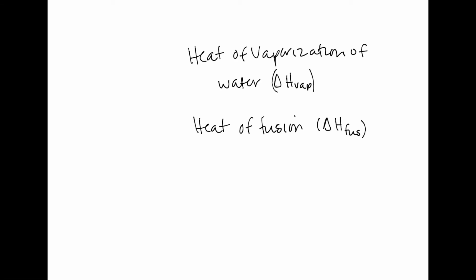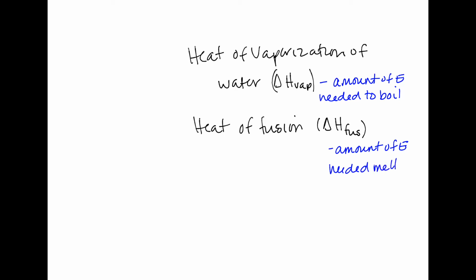Just a reminder of what those numbers actually mean. The delta H of vaporization is the amount of energy needed to boil water. And then the delta H of fusion is the amount of energy needed to melt solid ice. We should talk about the theory behind these parts, part 1 and part 2, so that we know what kind of data we should take.